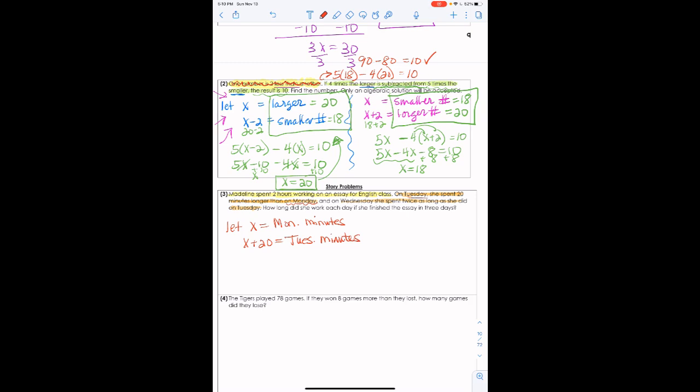And then on Wednesday, she spent twice as long as she did on Tuesday. So I'm doubling Tuesday to equal Wednesday minutes.